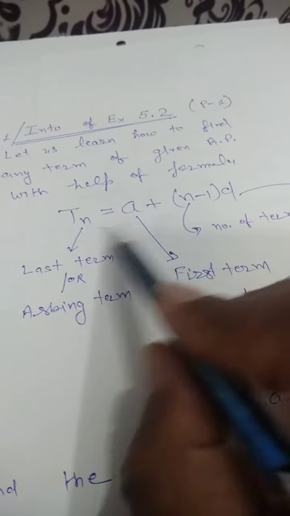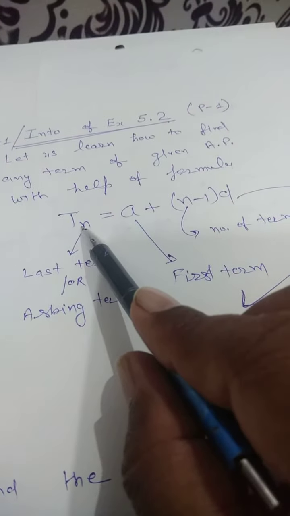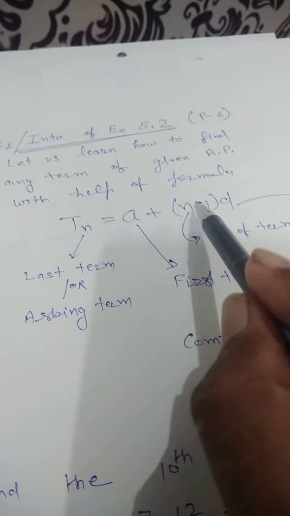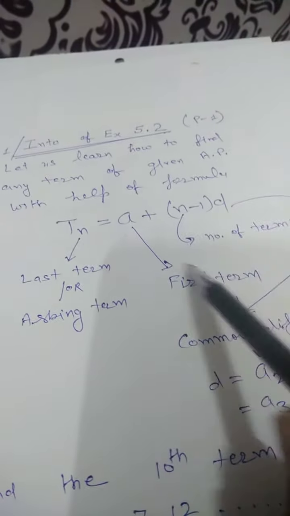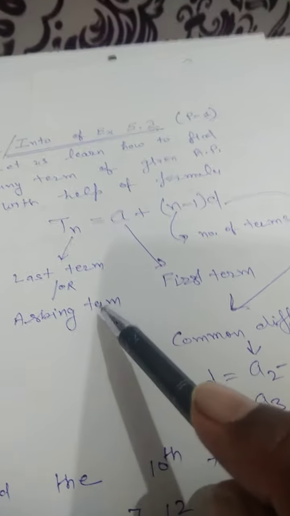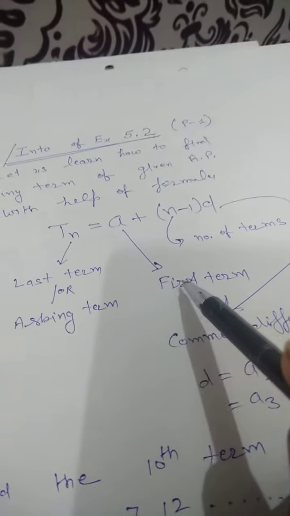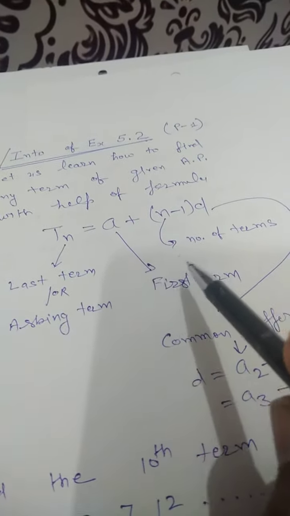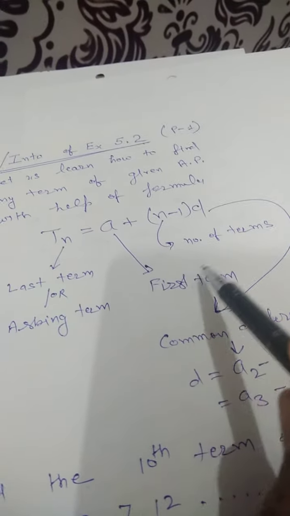The formula for the nth term, also written as an, is: an = a + (n - 1) × d. It is the last term, also called the asking term. A means the first term, the first number of the given AP. N means the asking term, and the number of terms.